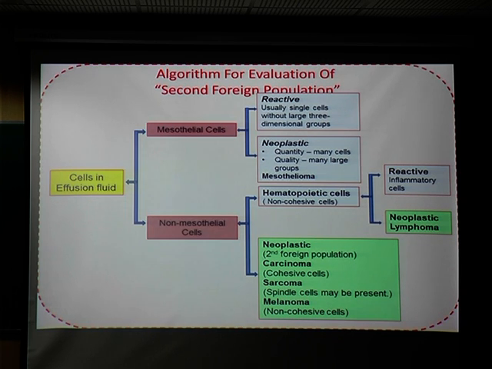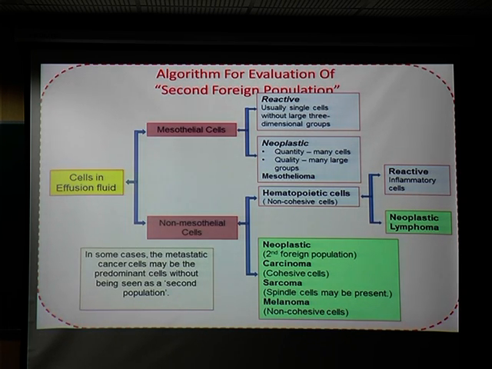They come in cohesive groups. Sarcoma comes in spindle cells, and you can have melanoma again, which comes in non-cohesive groups. Sometimes the second population of cells is so high that you do not get any reactive mesothelial cells. So in that case, you really cannot apply the concept of second population cell. It is one cell type, and you have to identify whether it is metastatic or primary.